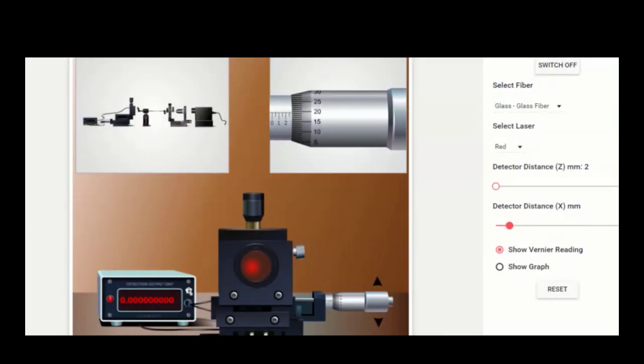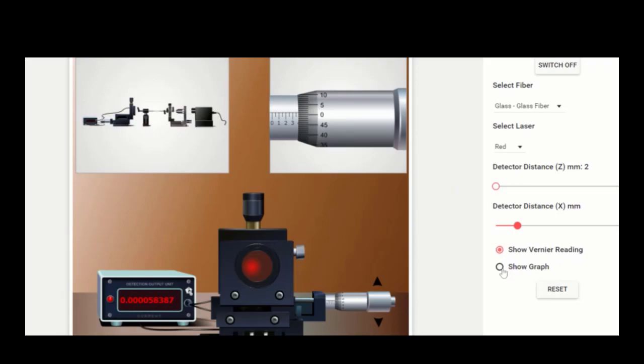You see still it is not showing any current in this output unit. Now you can see it's showing the current. In this way you have to move this screw gauge, and you are getting the current in the output unit. Then click on show vernier reading. Actually this is showing you the screw gauge reading.